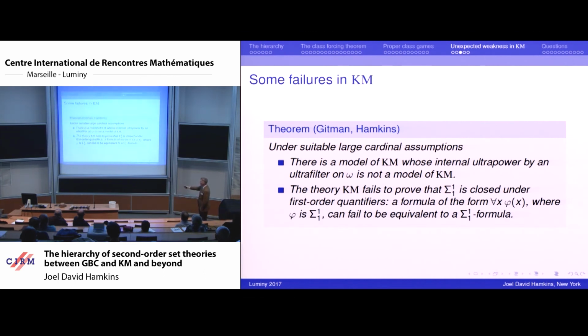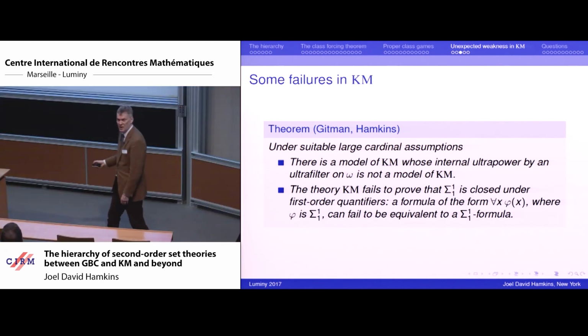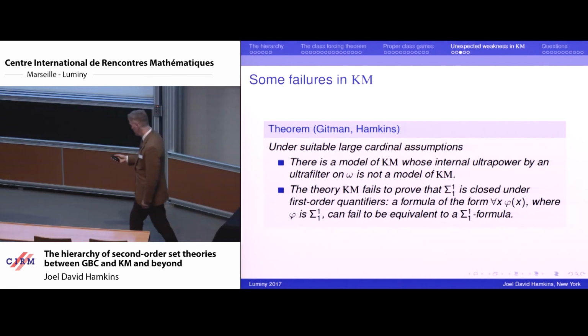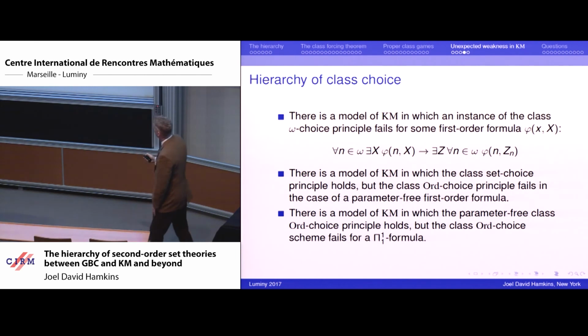It's not closed under first order quantifiers. Namely, if I put a first order quantifier in front and phi is sigma 1,1, then this might not be equivalent to a sigma 1,1 formula. And of course, to prove that equivalence, you want to be choosing for each x a class. So you can see how the class choice principle is coming in there. So there's some other things.